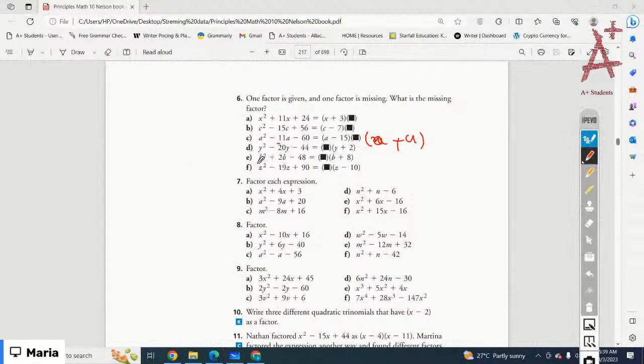Okay, let's just see this one. b square plus 2b minus 48. Okay, you have 8 here. 8 times what number is negative 48? 8 times 6. It would be b minus 6 because here you have negative 48. Also 8 minus 6 is 2, right?